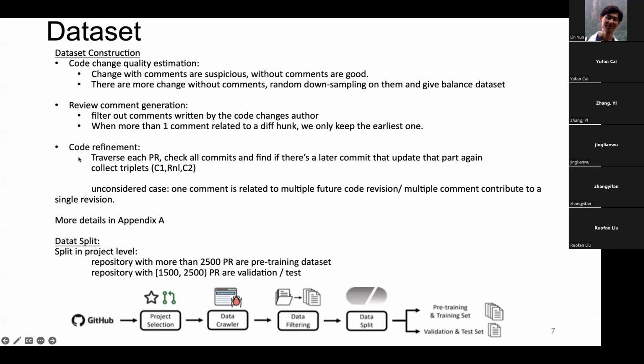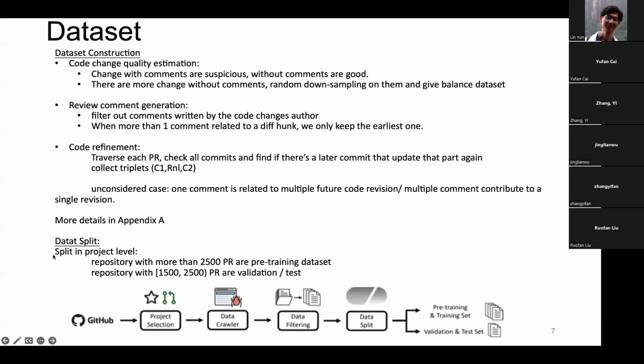Then for the code refinement, they traverse each pull request and check all the commits. If a later commit updates that part again, they collect a triplet: the original code, the comments, and the updated code. They think they have many unconsidered cases. For example, one comment is related to multiple future code revisions, or multiple comments contribute to a single revision, but these are not considered in this paper. More details are in the appendix.